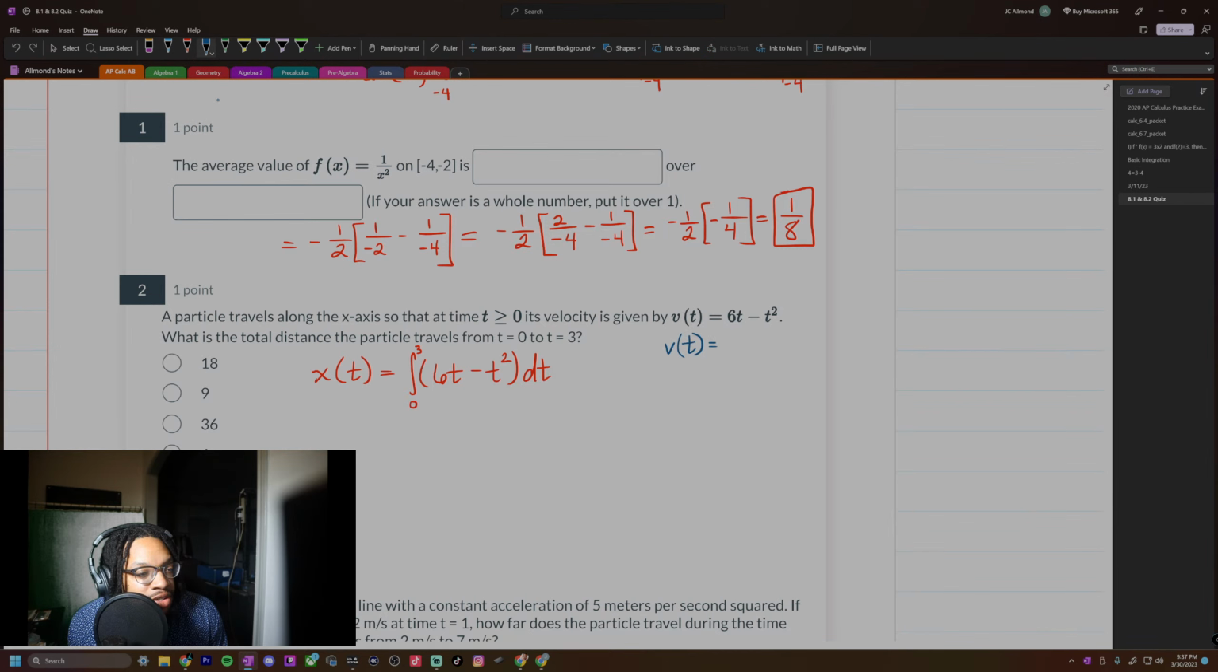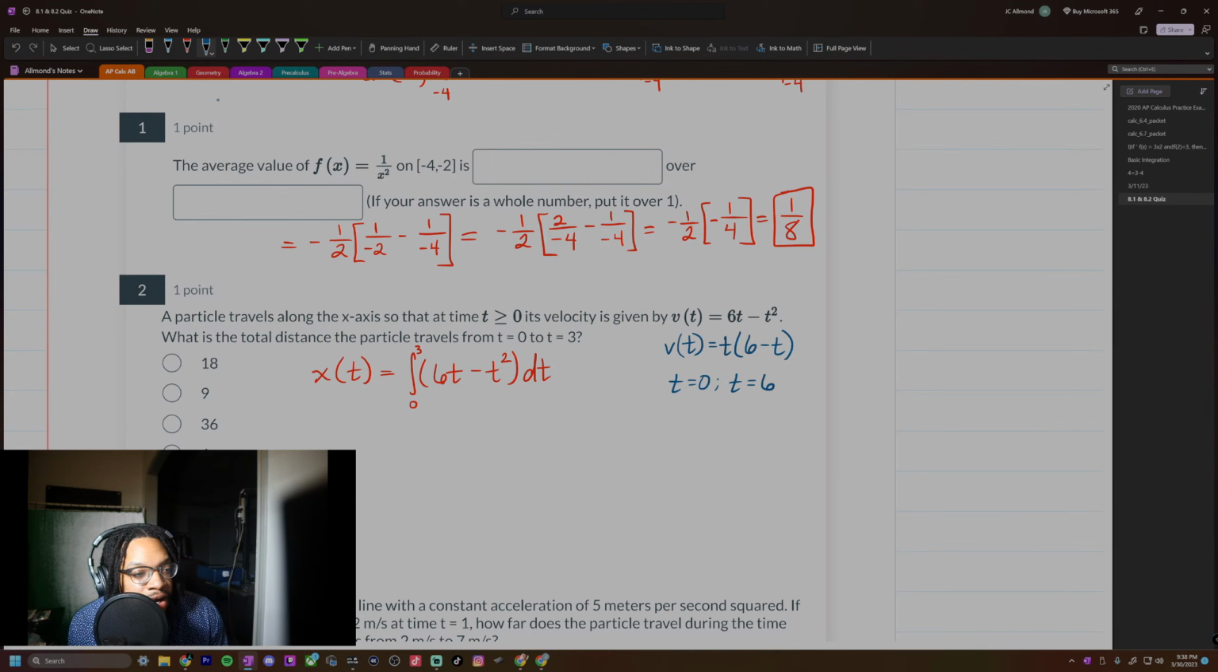So what are my factors? I can factor out a t. That'll give me 6 minus t. Okay, so then I'm basically trying to see what are my roots. My roots are t equals 0 and then t equals 6. 6 minus 6 will give me 0.